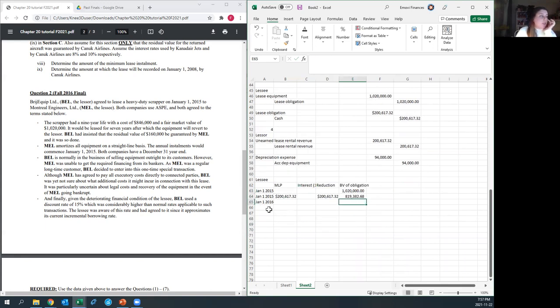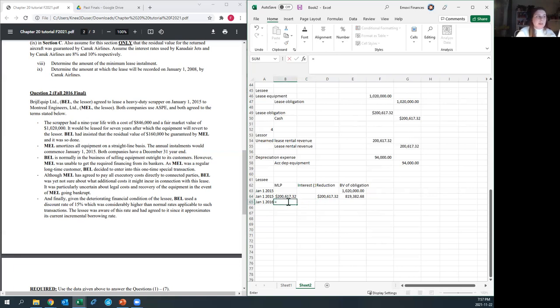On December 31st, 2016, a year has passed. So we're gonna have to recognize our interest, but the lessee doesn't pay it yet. They're gonna pay it on Jan 1st with the payment for the minimum lease payment. So what I'm gonna do, I'm gonna calculate the amount on January 1st, 2016, and whatever amount of interest I find here, I'm gonna put it as the payable on December 31st. And then I'm going to reduce the payable on January 1st and pay it to the lessor.